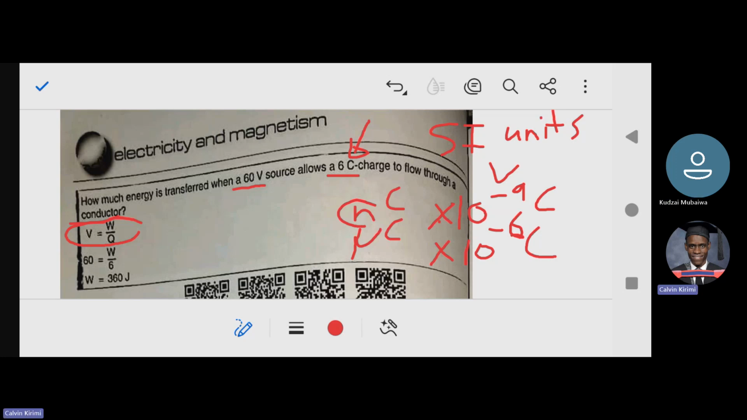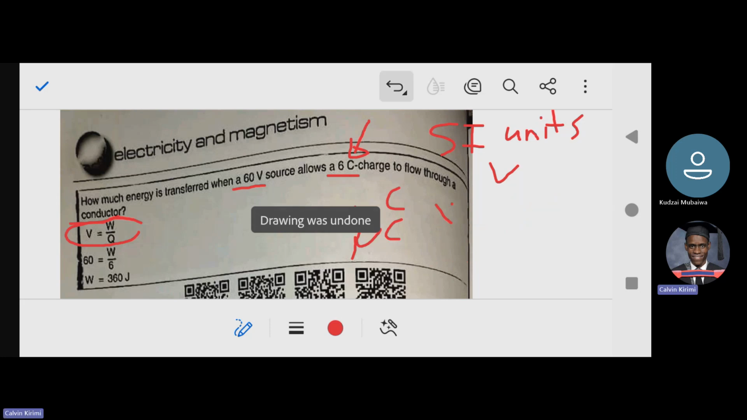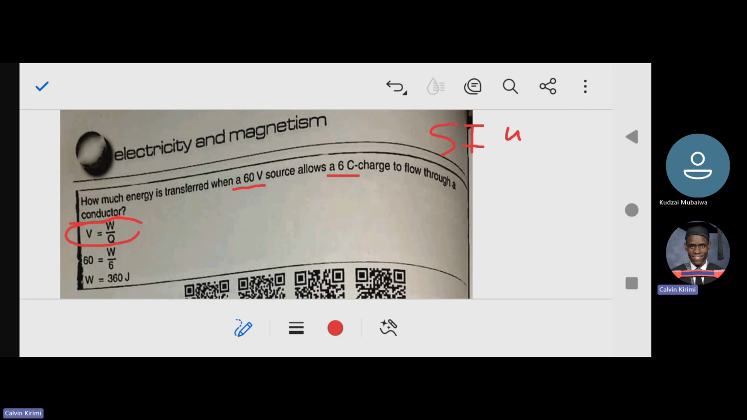So for volts, if you are given kilovolts, then you must change to the SI units, which are the volts. And when you are done, when they ask you for energy, don't forget to put the unit, which is the joules, the J. That is the SI unit for energy. So I will send another question just for you to warm up for the physical science.